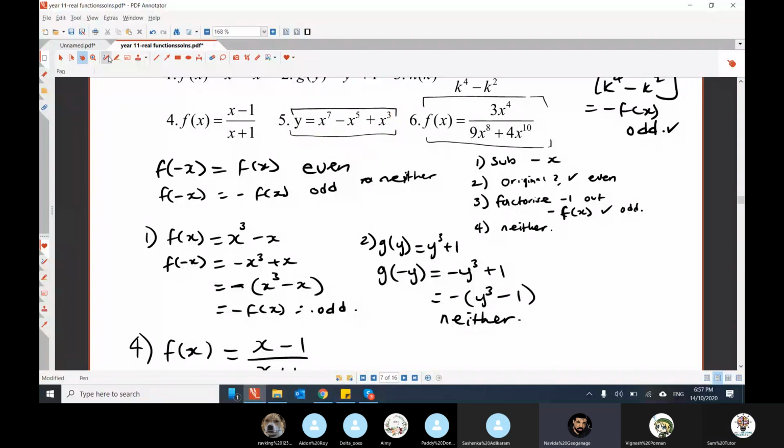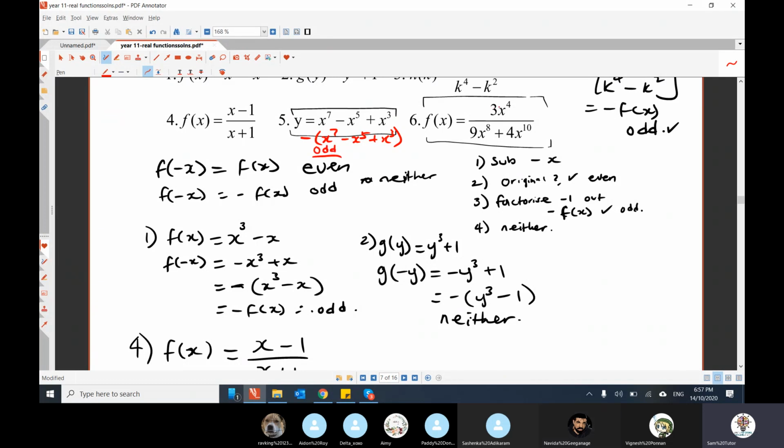Can you actually see that? I didn't realize that. So isn't it going to just become this? So what you've just learned from that is if they're all odd powered, it's always going to be odd.